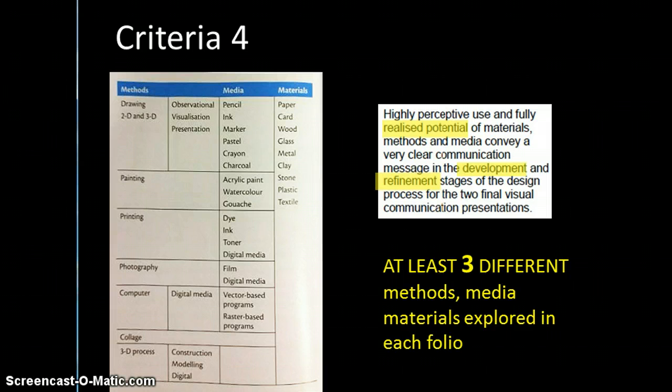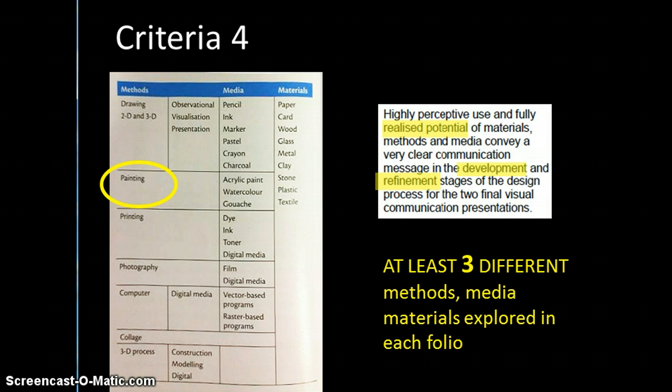So methods include things like drawing, and that's both 2D and 3D drawing, painting, printing, photography, computer, collage and 3D process. So you'll need to pick at least 3 of these. You'll notice that the media and materials which correspond to the method are presented in the 2 columns on the right. Sorry, I'm losing my place here with my reading. So you see them here.